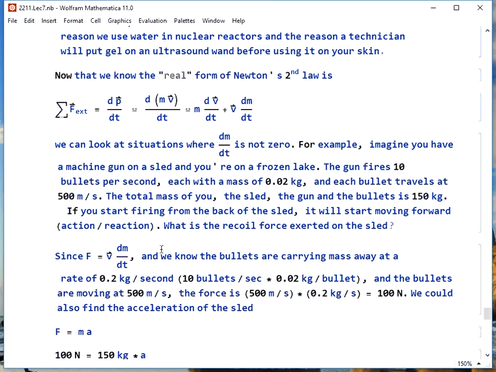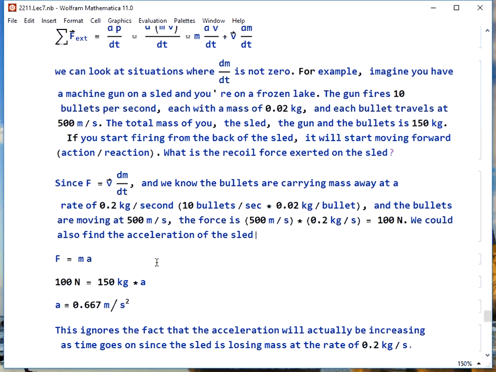What's the recoil force? Well, since F is also V dm/dt, it's not just this piece, but we have this piece, V dm/dt. We know we're losing mass at the rate of 0.2 kilograms a second, 0.02 kilograms per bullet times 10 per second. The bullets are moving at 500 meters per second, so if I multiply V times dm/dt, I get 100 newtons. We can use that to find the acceleration of the sled. 100 newtons applied to a 150 kilogram sled will give us 0.667 meters per second squared.